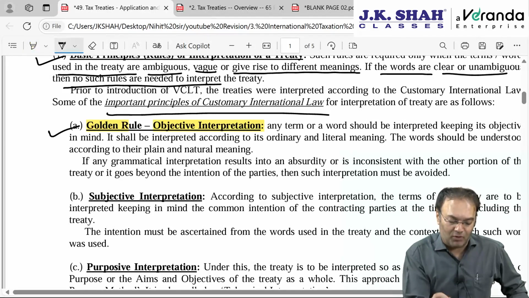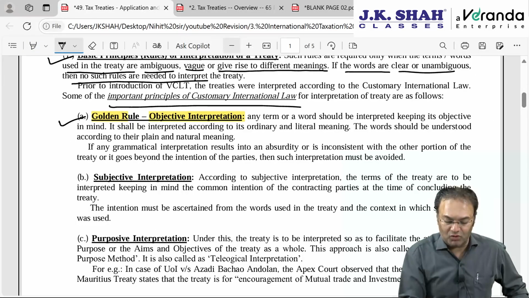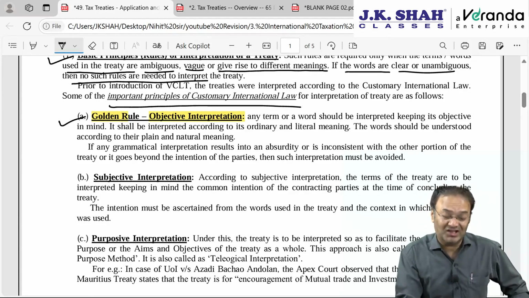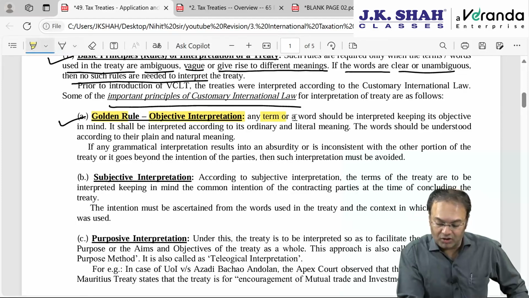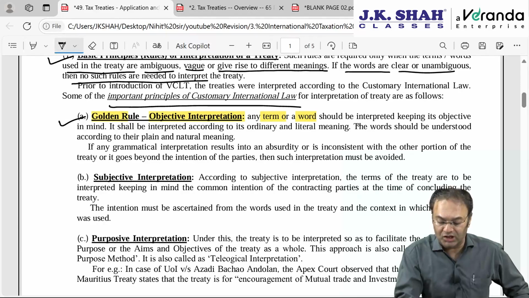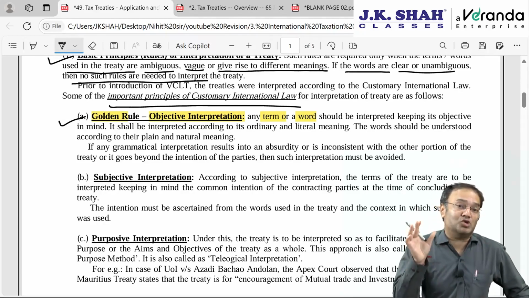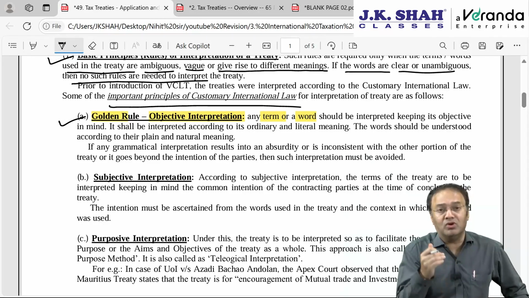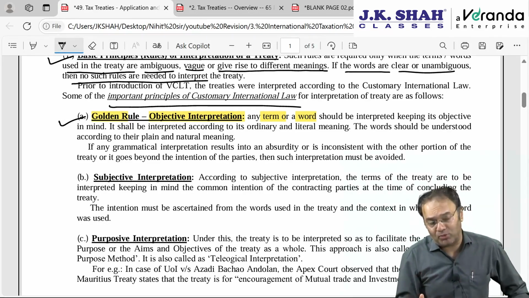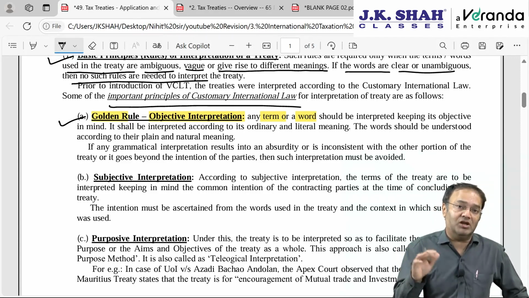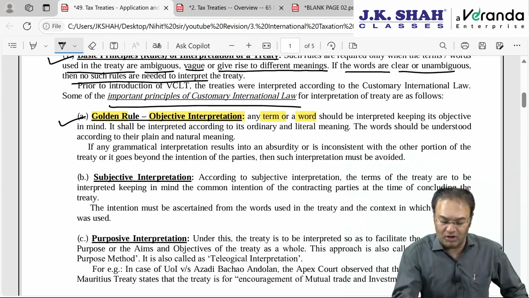This can come in the form of an MCQ, whereby the Institute will give you the golden rule on the left hand side, and on the right hand side somewhere objective interpretation. It says, while interpreting any term or a word. Here we are talking about interpretation of a particular terminology or word used in the treaty, and we are not talking about interpretation of the whole treaty, because exactly the same language will come up in an upcoming point also. But in the upcoming point we will be discussing the interpretation of the whole treaty, and here we are talking about interpretation of a particular word. It should be interpreted keeping its objective in mind.